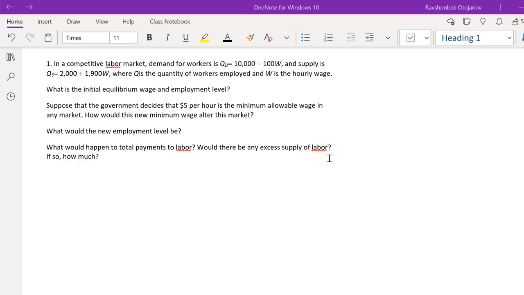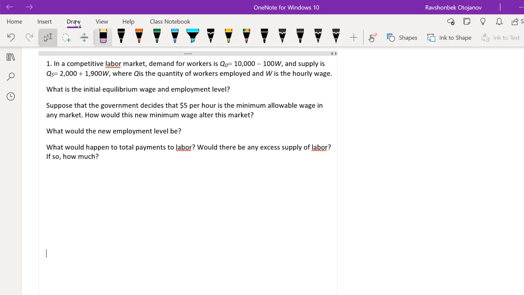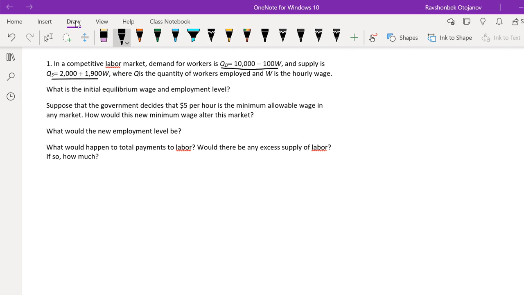Question 1. Let's read it first. In a competitive labor market, demand for workers is given by this demand equation. Let me just change to drawing. So that's the demand equation, and supply is given by this equation, where Q is the quantity of workers employed and W is the hourly wage.